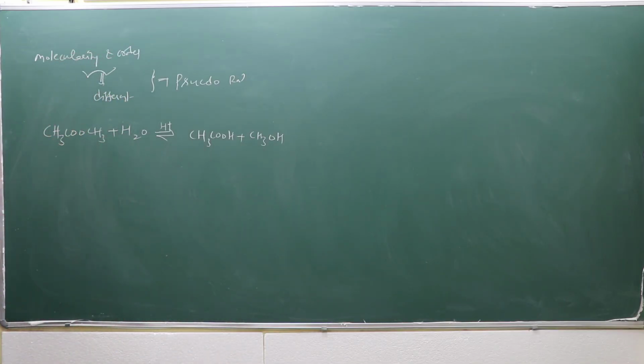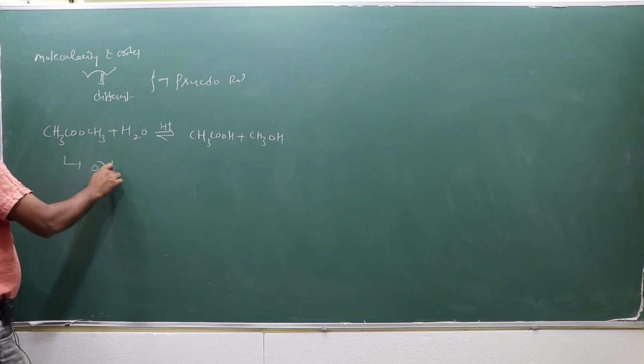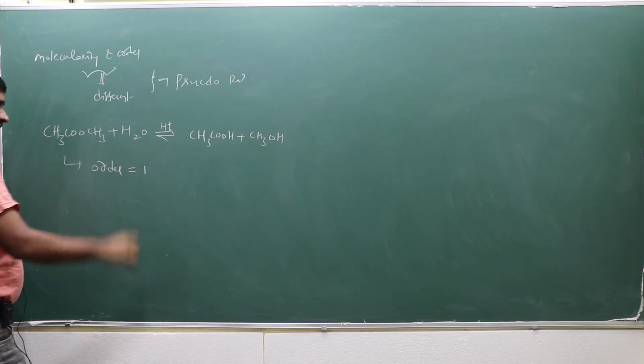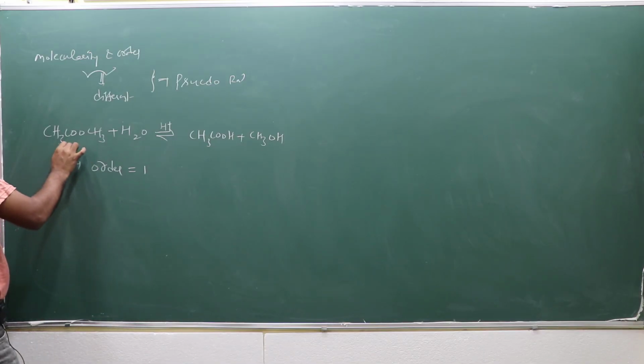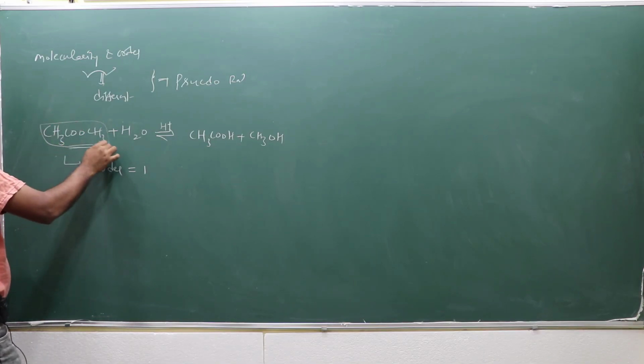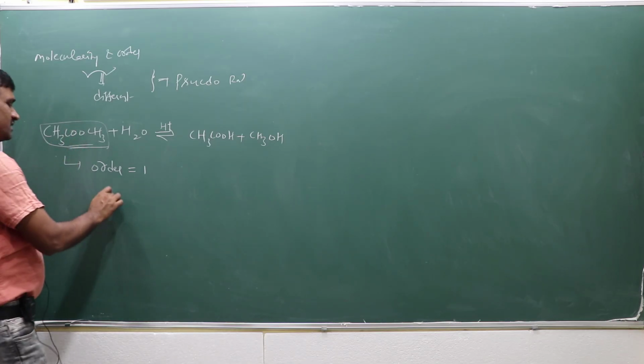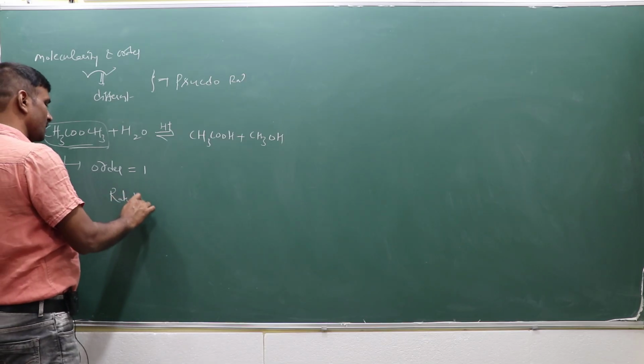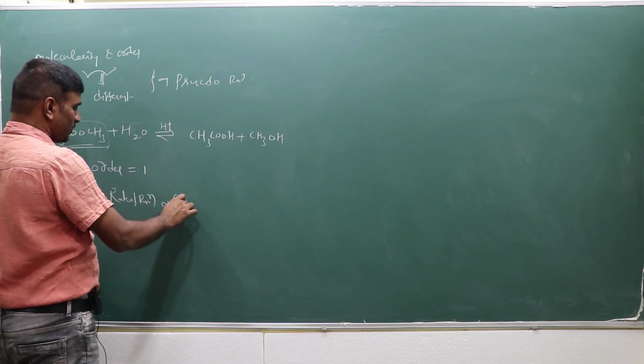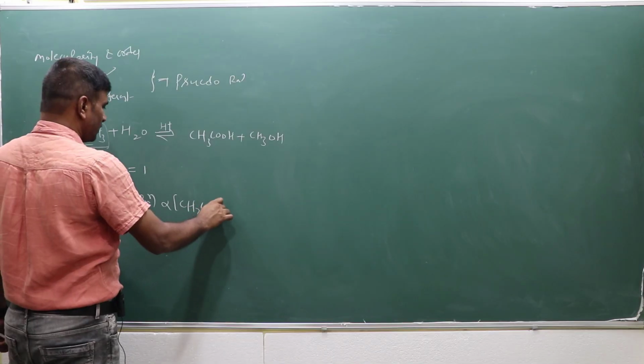Right, so for this reaction, the order may be 1. That means the rate of reaction depends upon the methyl acetate molecule only, not upon the concentration of the water. Water is taken in excess, so its concentration does not alter the rate of the reaction. So the rate of the reaction is directly proportional to the methyl acetate concentration only.